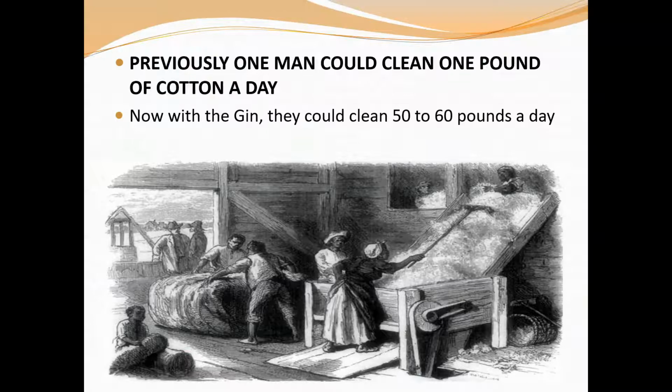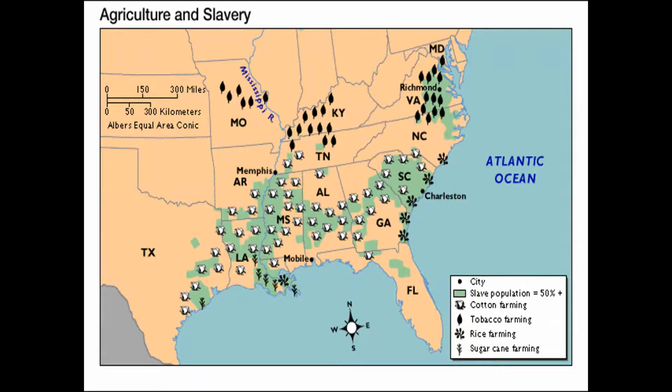Cotton gins were also going to increase productivity, as I said. It used to be one man could clean a pound of cotton a day. Now one person can clean 50 to 60 pounds a day just by themselves. So you can imagine how this increased the need for slavery quite rapidly.